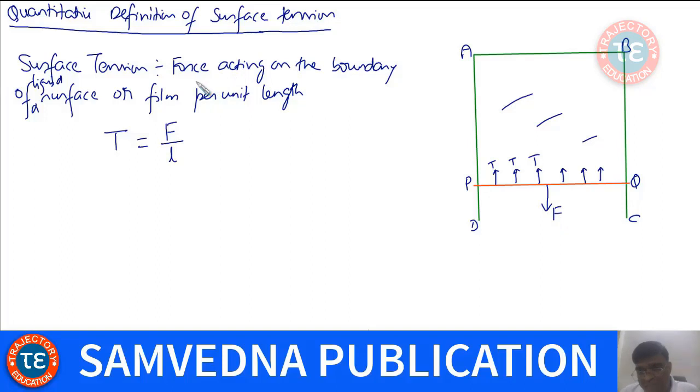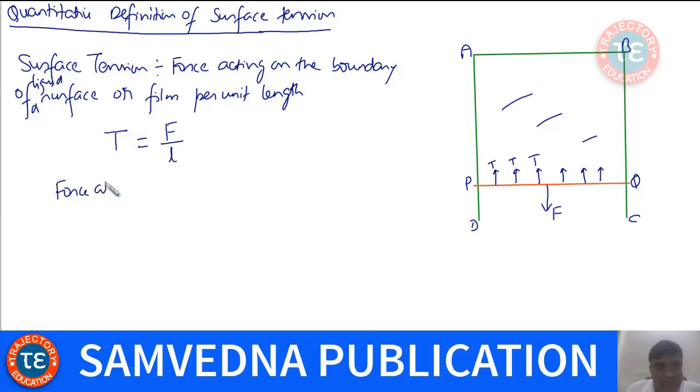Suppose I apply a force F. I keep on increasing F such that this PQ comes in equilibrium. I apply this force F and I keep on varying this F till this PQ comes in equilibrium. So when will PQ come in equilibrium?